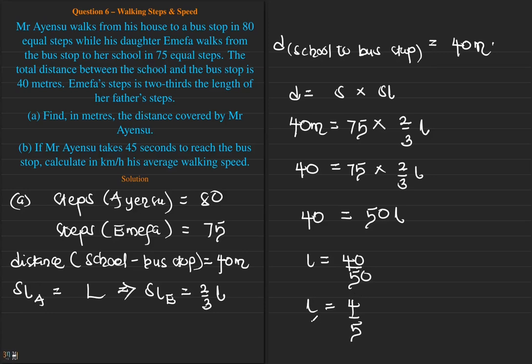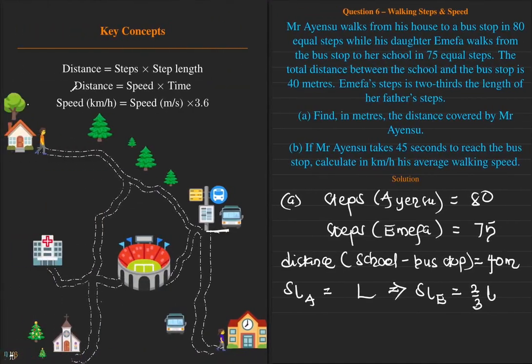4/5. So Mr. Ayensu's step length is simply what? 4/5. So we can then say for Mr. Ayensu, he moves 4/5 meters. The step length simply means if you move his leg once, what is the distance? 4/5 meters. Now for each 4/5, he walked 80 equal steps. And remember our formula for distance. We said the distance is what? The number of steps times the step length.